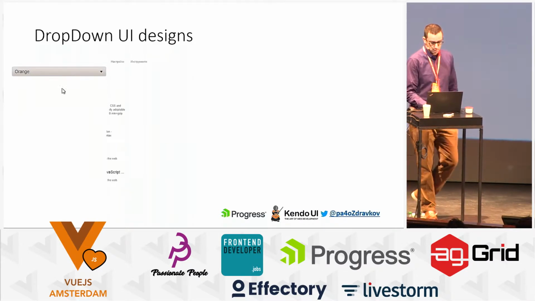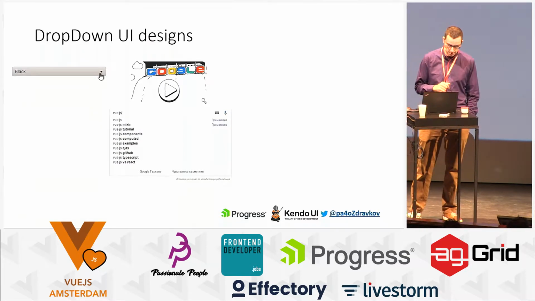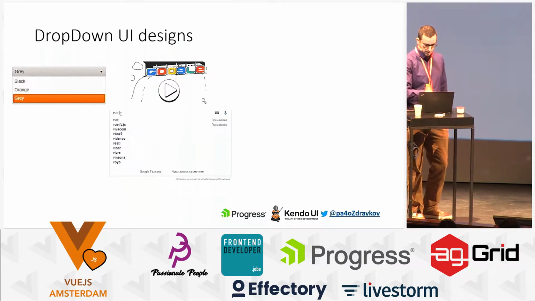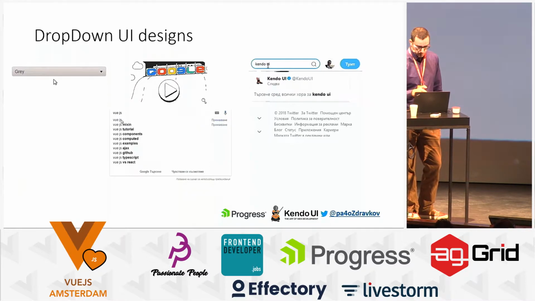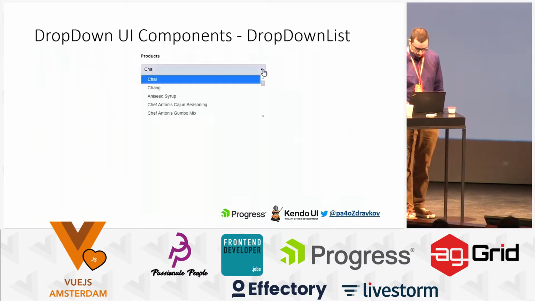Here is, for example, a very simple scenario of that, where you just pick something from the drop-down. Another example of a drop-down design is Google. We type something there, and we have some text results, and below that we have the buttons. After that, we have Twitter, where you have different results in the drop-down.